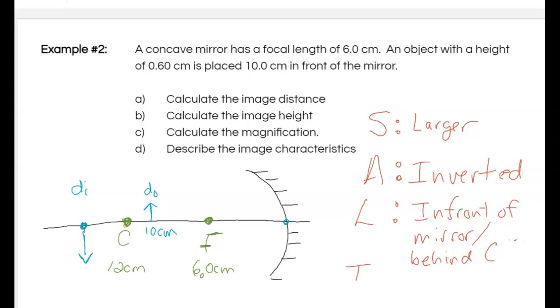So type, well, since my image is in front of the mirror, it is therefore a real image because it can be projected onto a screen. So, you know, that's a lot to ask, just putting all of those pieces of information for SALT, the characteristics, to help you describe it. So I would recommend maybe creating a visual like this to help you.